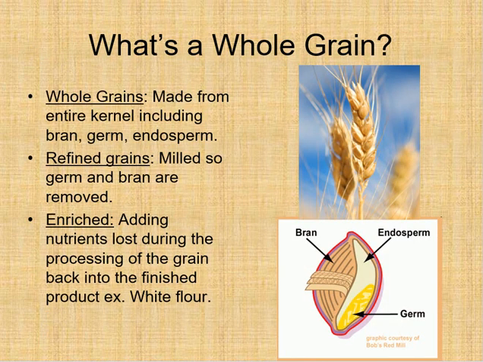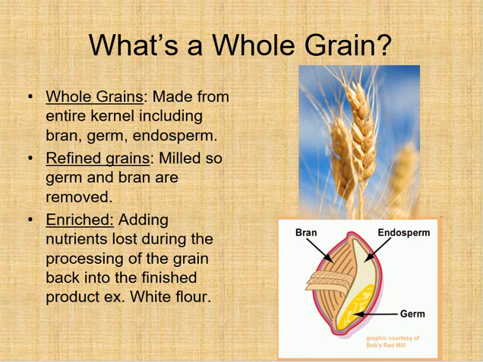So, what is whole grain? Whole grains are made from the entire kernel, including the bran, the germ, and the endosperm. When you break that down and take it to the mill, you refine those grains. So refined grains are milled so that the germ and the bran are removed. What you have left is just the endosperm.